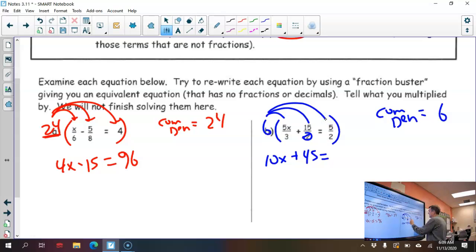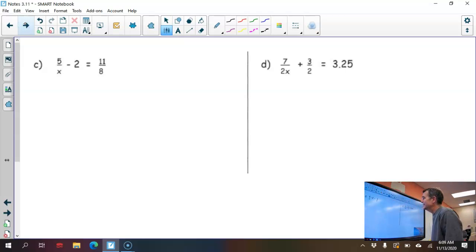And then 6 divided by 2 is 3. 3 times 5 is 15. There is our new, simpler equation where we have cleared the fractions. Very good. On to letter C.